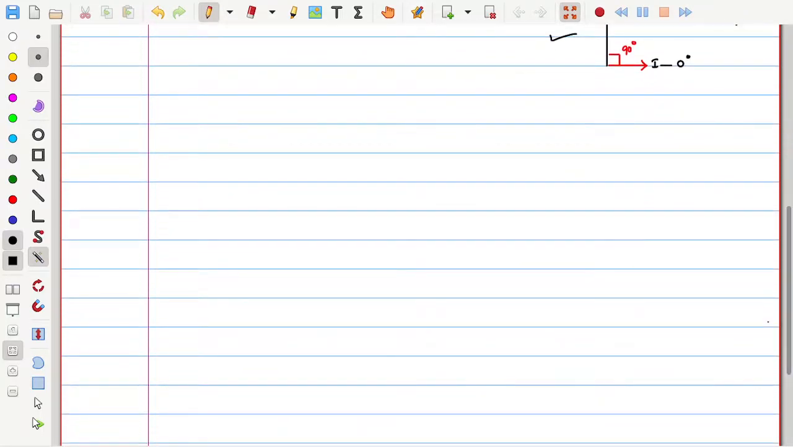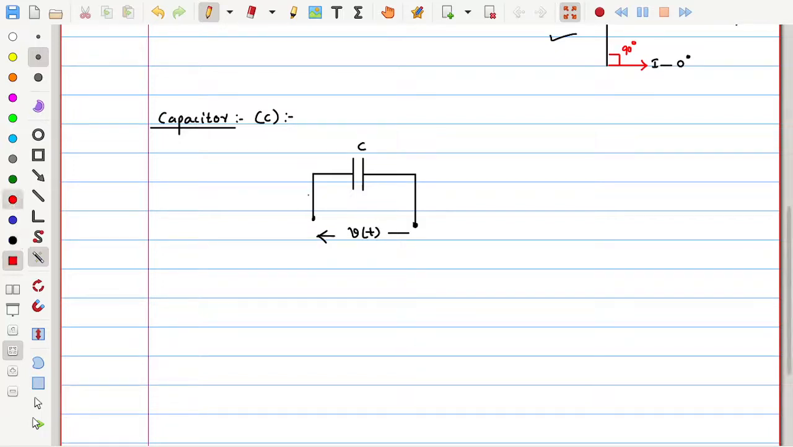So, let me take one more topic today. Capacitor. Let us take the capacitor part today, which is also very important. A capacitor of capacitance C. Just like in the last session, let me assume a voltage V of t is applied. Wherever I take a small case letter as a function of time, it represents the instantaneous value. And the current through this, let us assume, is I of t.